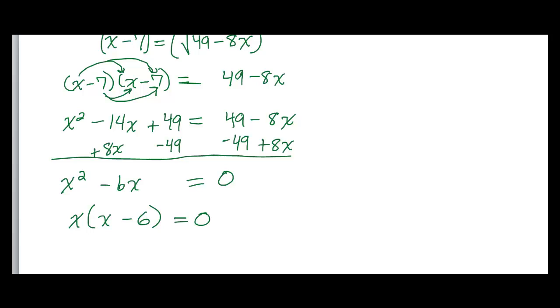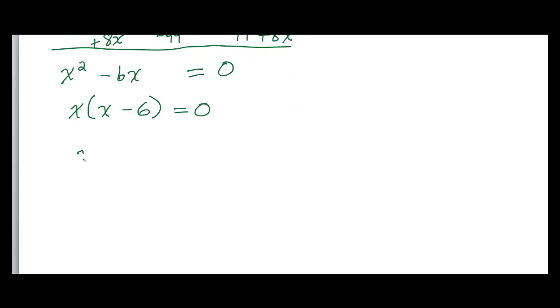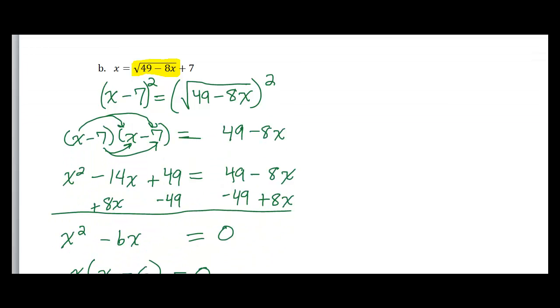All right, I have 2 things that multiply to give me 0. I'm going to set both of them equal to 0. So I have x equals 0, or x minus 6 equals 0. This one's already solved for x. Let's solve this one for x by adding 6 to both sides. We'll get that x equals 6. So in this case, we have 2 possible solutions, and we're going to check those 2 solutions. Sorry about that. So I'm going to first start by checking x equals 0.